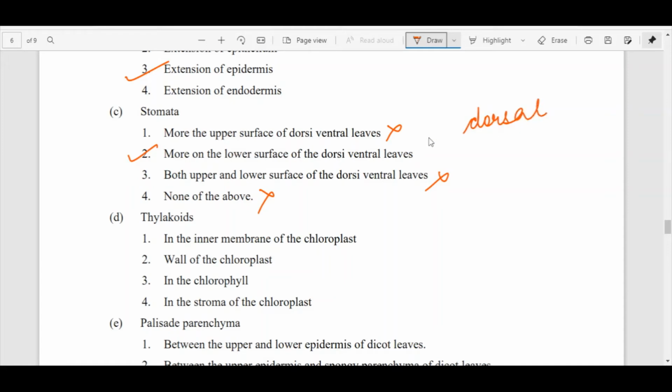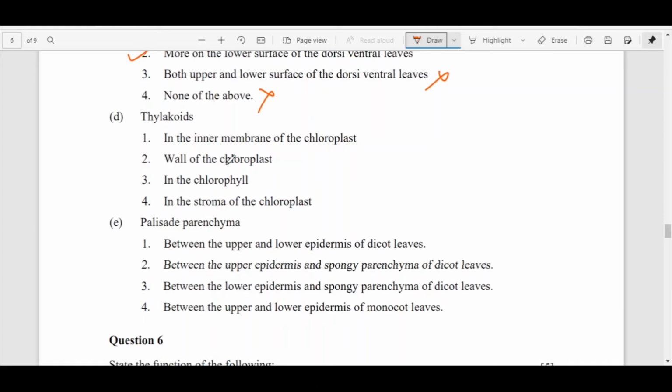Now moving on to number D, thylakoids. Options are number 1, in the inner membrane of the chloroplast. Option 2, wall of the chloroplast. Option 3, in the chlorophyll. Option 4, in the stroma of chloroplast. So the correct answer here is inner membrane of the chloroplast. Thylakoids are located in the inner membrane of the chloroplast.